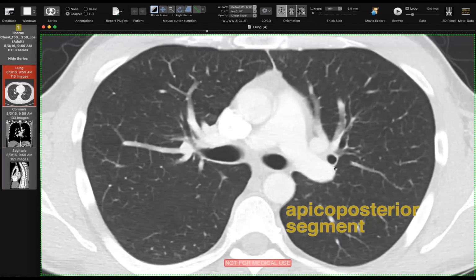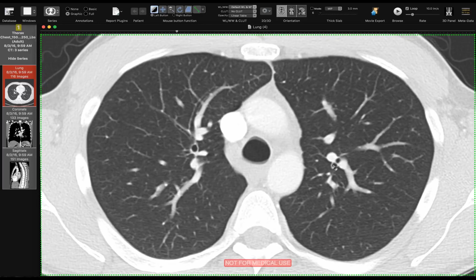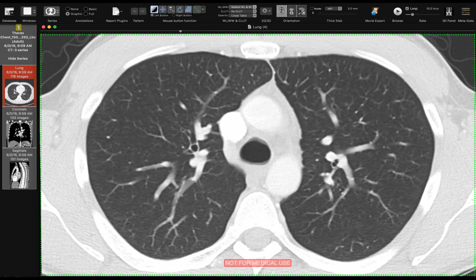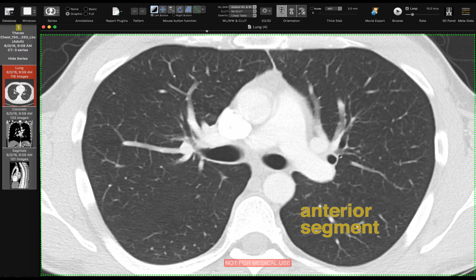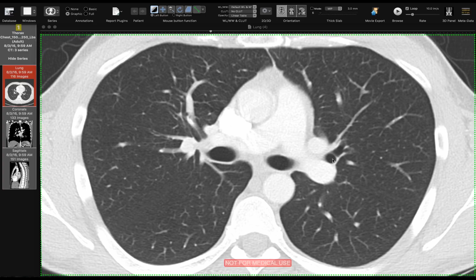Okay, if we scroll up, we can see that it goes up to the apex, and it also supplies the posterior segment. If we scroll back down, this right here is the anterior segmental bronchus, and if we scroll further up, then we can see that that supplies the anterior part of the superior division of the left upper lobe. So those two segments, the apico-posterior and the anterior segment, make up the superior division of the left upper lobe. The superior division of the left upper lobe is analogous to the right upper lobe on the right side.